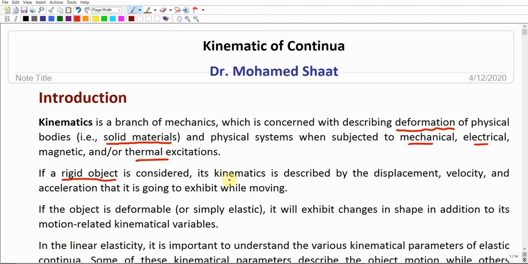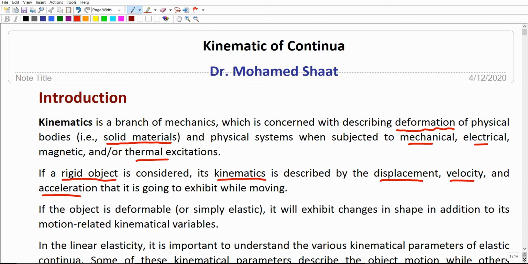If a rigid body is considered, its kinematics is described by the displacement, the velocity, and the acceleration that this object is going to undergo. And this is what you basically covered in the dynamics class. In the dynamics class, you studied rigid body motion, and to fully describe the motion of this object, it should be described by displacement, velocity, and acceleration. So we can say that displacement, velocity, and acceleration are kinematical parameters that measure a specific physical phenomenon related to this object that moves rigidly.